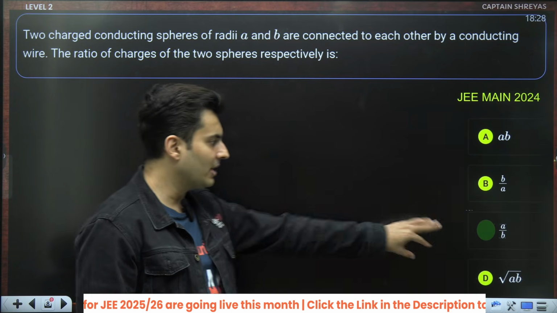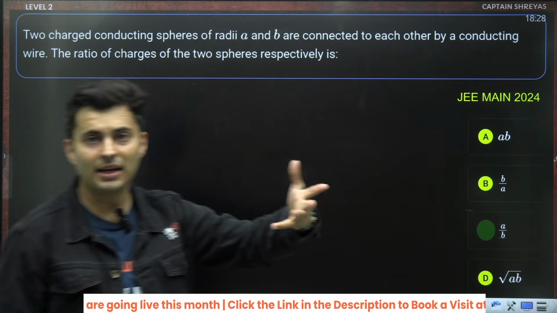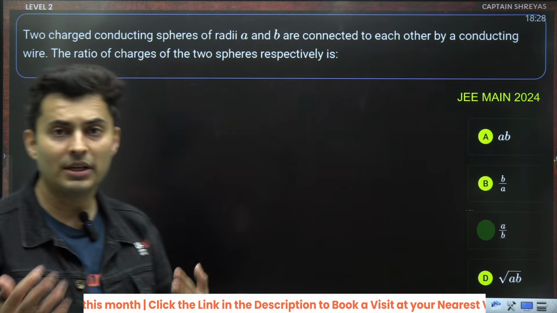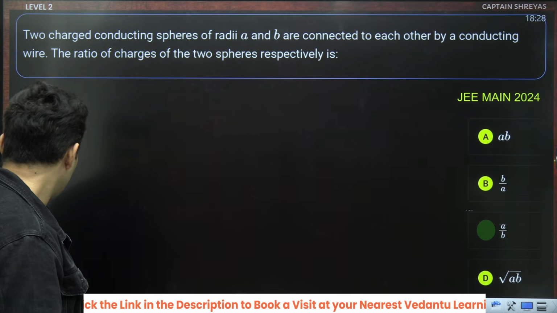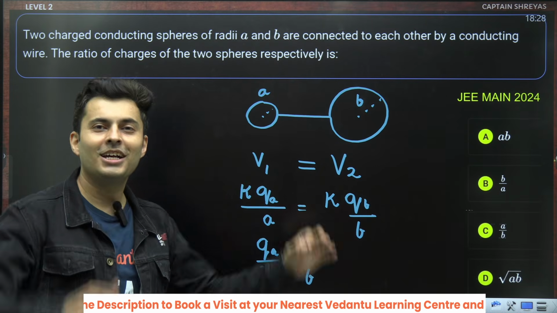Many students might make a small silly mistake and mark it as B by A if you write the ratio in a reverse manner. So the answer is option C, by equating the potentials.